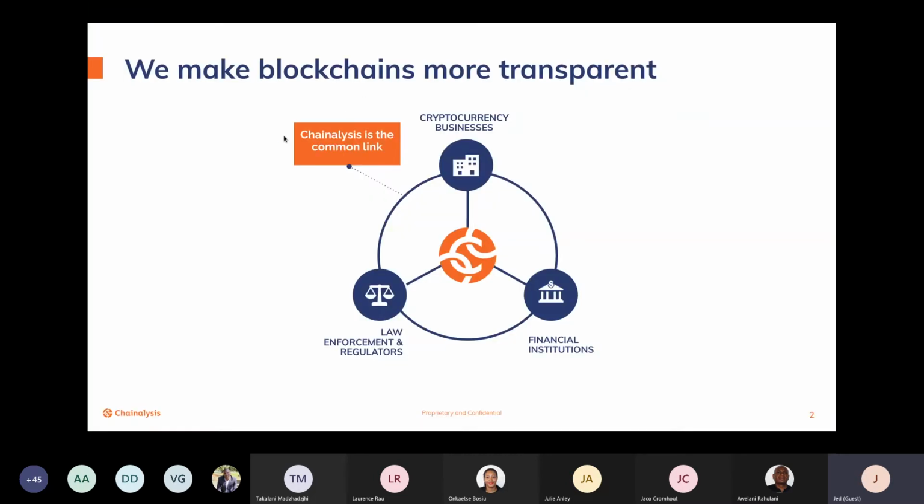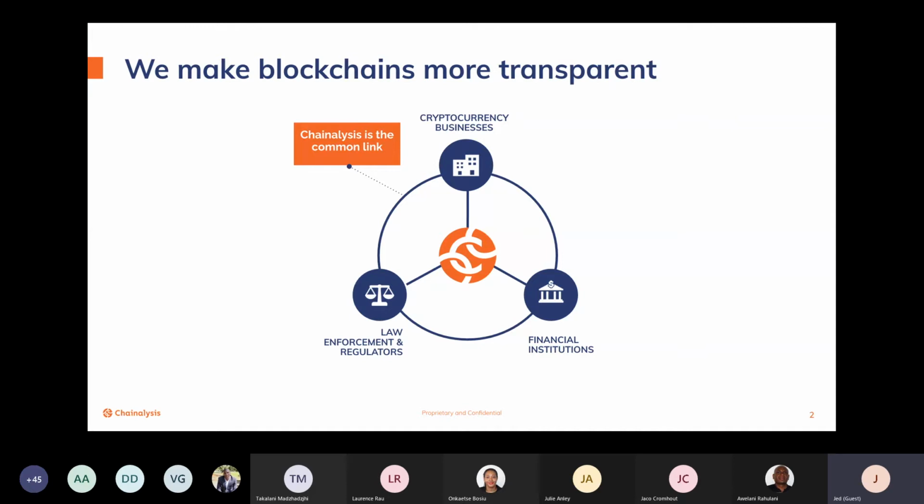So to very quickly introduce Chainalysis, what we do is we make the blockchains more transparent. And what I mean by that is that we take real-world entities and we map those onto the blockchains. Those real-world entities could be other exchanges, ATM providers, merchant service providers, but they can also be more nefarious types of services, such as your darknet markets, your ransomware actors, your terrorist financing organizations, and so on.